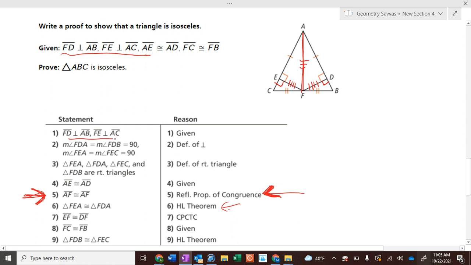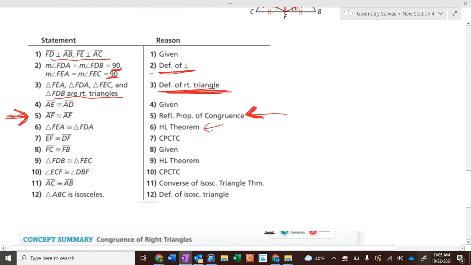Also, if they say in one step things are perpendicular and then the next step they're 90 degrees, that's the definition of perpendicular lines. When they say certain angles are 90 degrees and then in the next step they call the triangles right triangles, that's the definition of right triangles. Okay? So when you see a proof like that, the step after HL or SSS or SAS is generally CPCTC, when you say parts of it are congruent because the triangles are congruent.